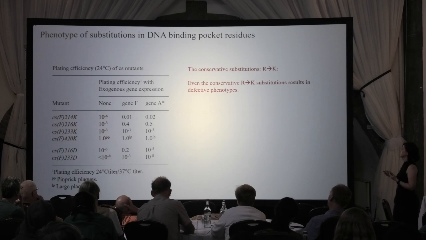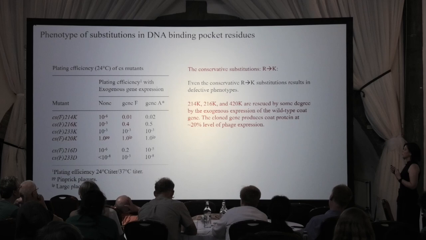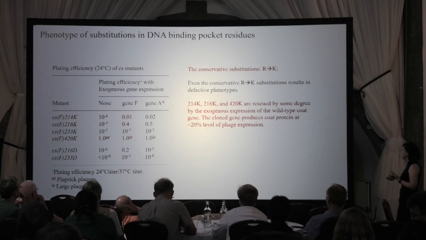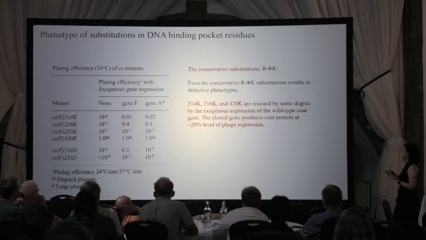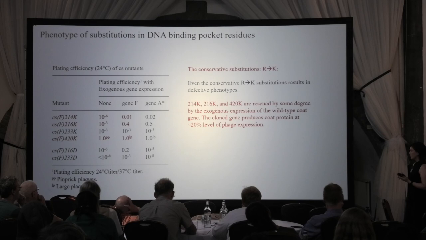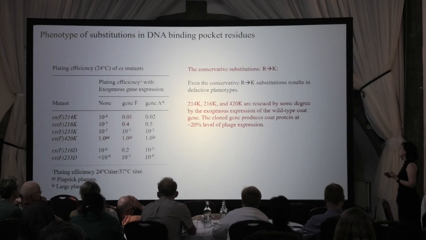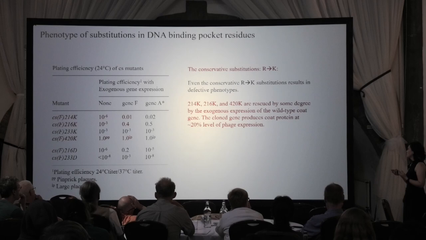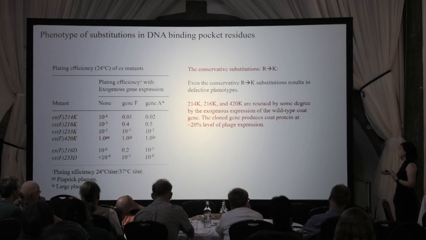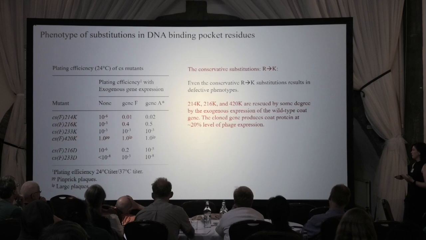And then we wanted to look at whether the wild-type coat protein would be able to rescue these mutants. So we expressed it exogenously in the cloned plasmid. And we can see three out of four of our mutants were able to be rescued by this mechanism, but rescue tended to be low. And so when we think about this virus, it has 60 coat proteins coming together to form the capsid. And in this case, we're having the expression of the wild type from a plasmid and the viral genome, which is mutated, from the virus. And we also found that the clone gene was expressing at 20% the level of the viral genome. So we're getting mixed capsids here, which could explain the low rescue ability.